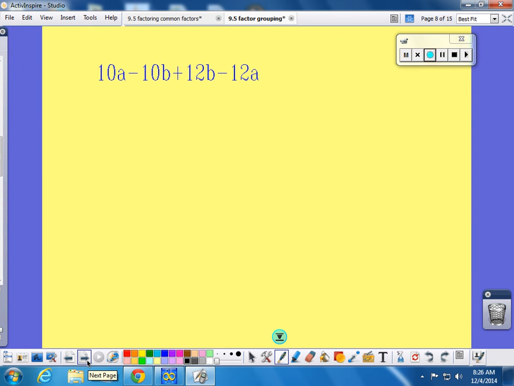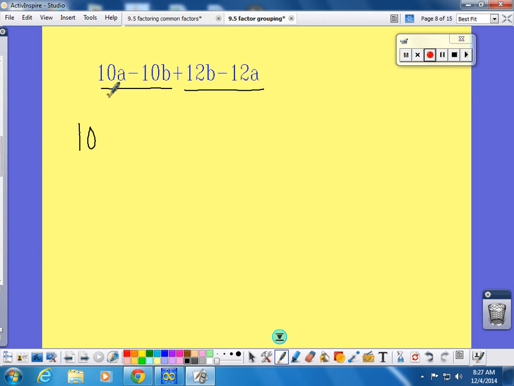Alright, would you try this one? Are you going to put the 10s together and the 12s together, or the A's together and the B's together? Depends on how you look at it. I would probably look at it like that, but you look at it however you want to. I always like to pick the hard way first. Some of y'all have done it a much easier way.